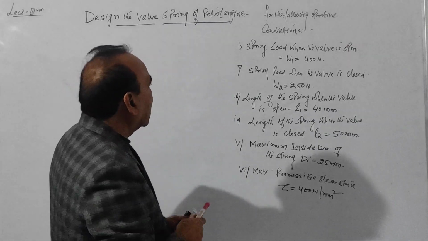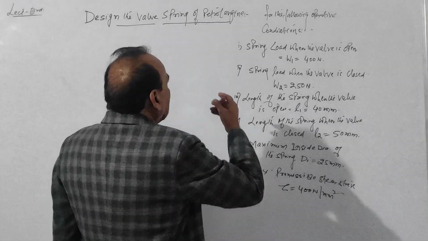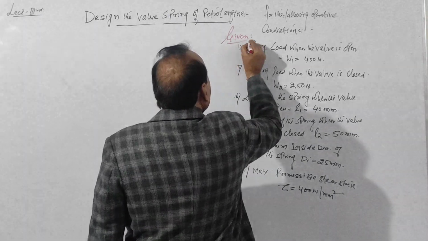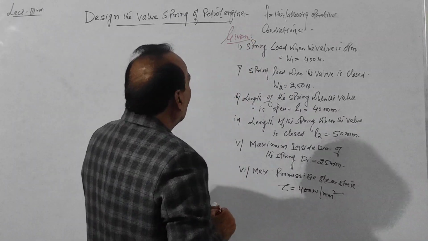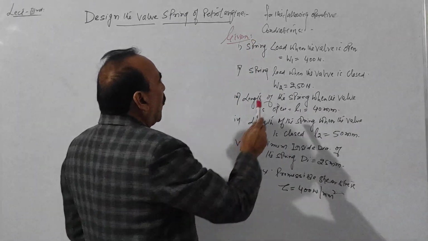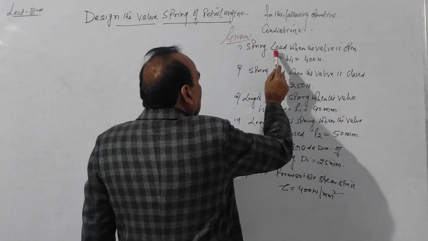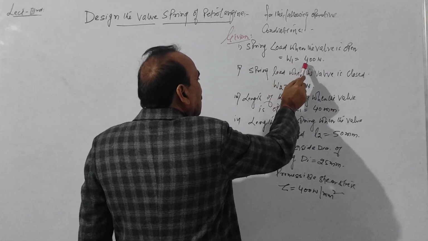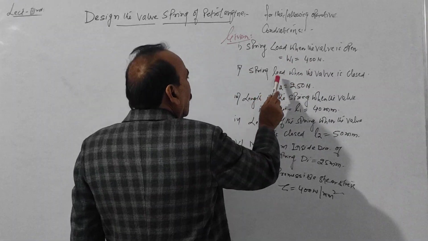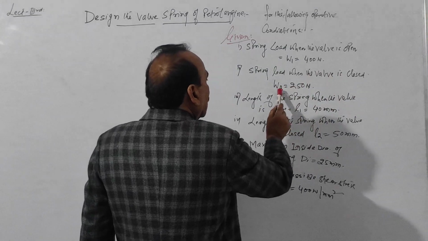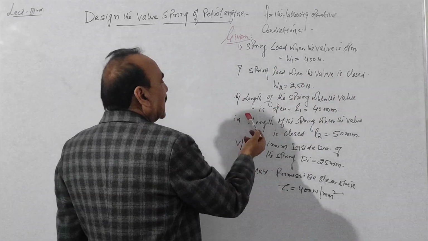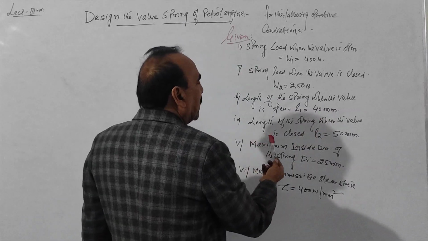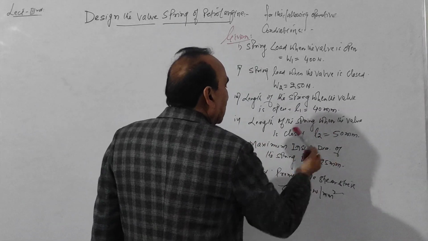So first of all, what are the following operative conditions? This is what is given. Spring load when the valve is open, W1, is equal to 400 newton. Spring load when the valve is closed, W2, is 250 newton. Length of the spring when the valve is open is 40 mm, and length of the spring when the valve is closed is 50 mm, right?